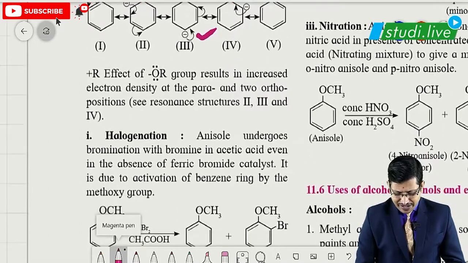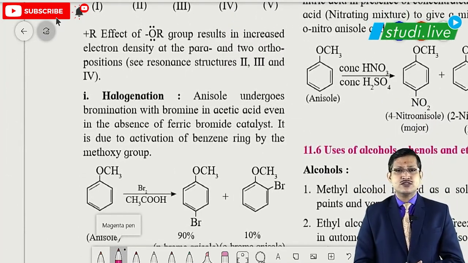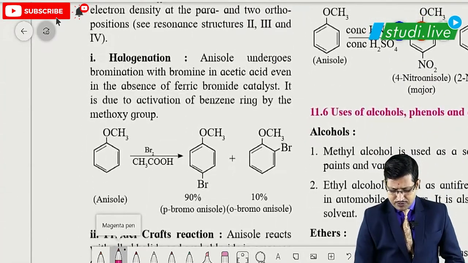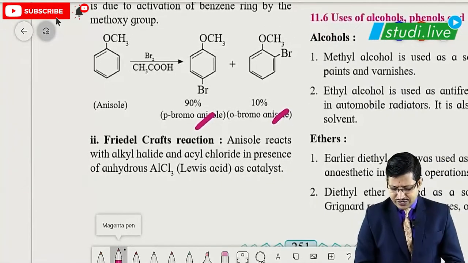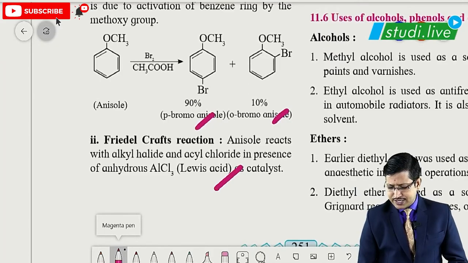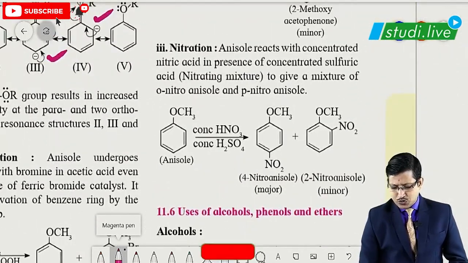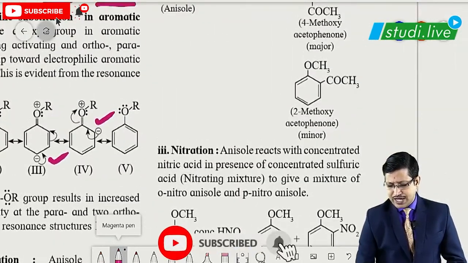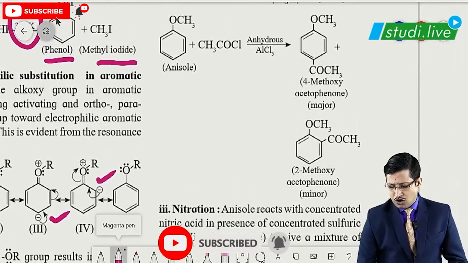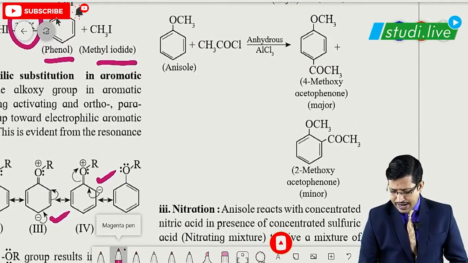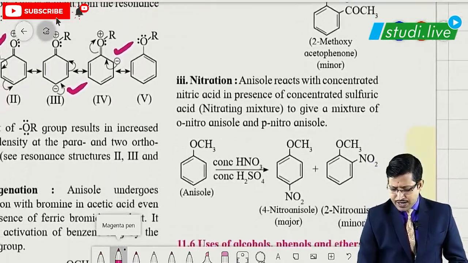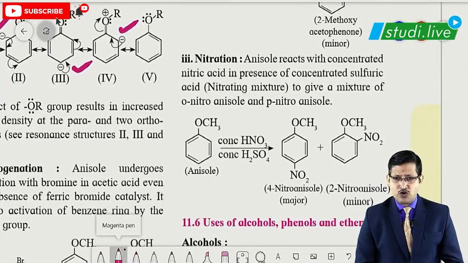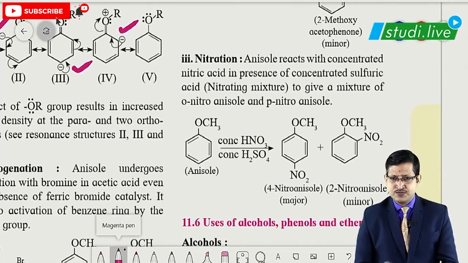In case of halogenation, when you start with anisole, it will give you the formation of bromoanisole, ortho and para. Friedel-Crafts with AlCl3 gives you 2 different compounds: 4-methoxyacetophenone, and the other one is 2-methoxyacetophenone, again a name reaction. Nitration will give you 4-nitroanisole and 2-nitroanisole. So these are the 3 important chemical reactions.